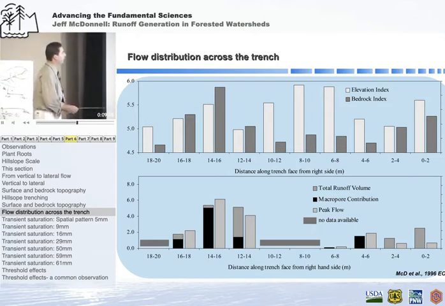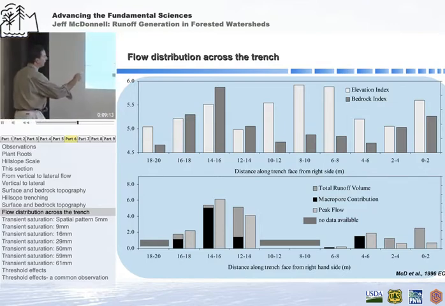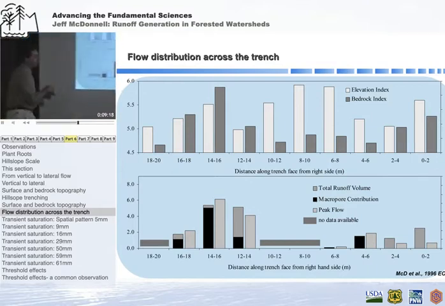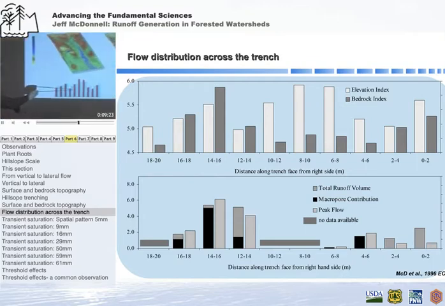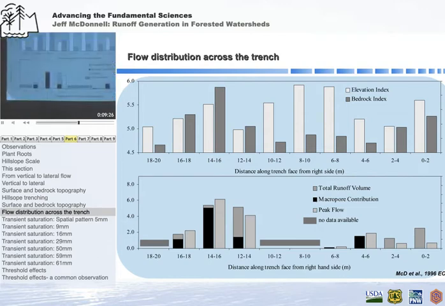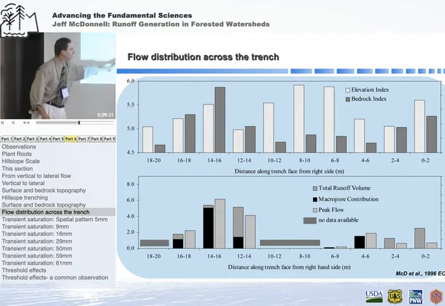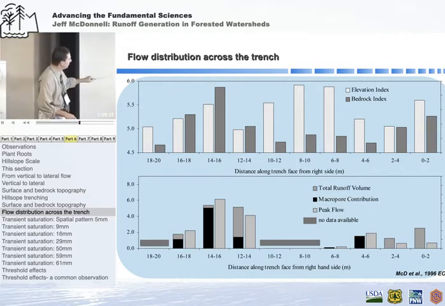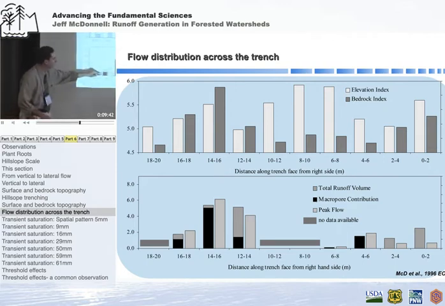And these are some of the data that we find. This is distance along the trench, so from that left-hand side of the trench to the right-hand side of the trench. This is just that topographic index information I showed on the previous slide. So this top panel is just showing the surface topography and then the bedrock topography. And now this is showing the flow distribution, both in terms of peak flow and total runoff volume. Now looking at this in a very qualitative way, basically it's saying that most of the flow is coming out over here, both in terms of total flow and in terms of peak flow.